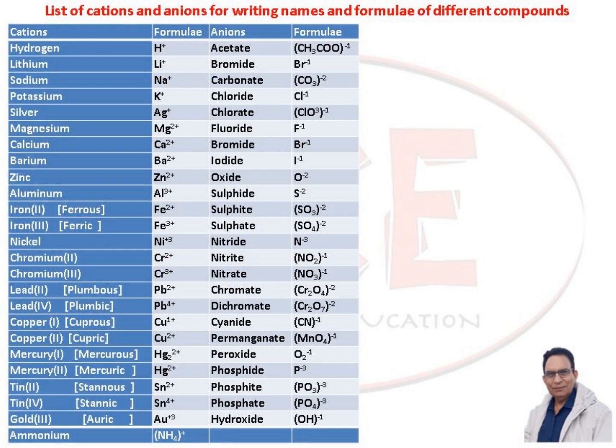Here I am providing you a list of cations and anions. I suggest you take a snapshot of it and practice writing names of different compounds. This can help you a lot.